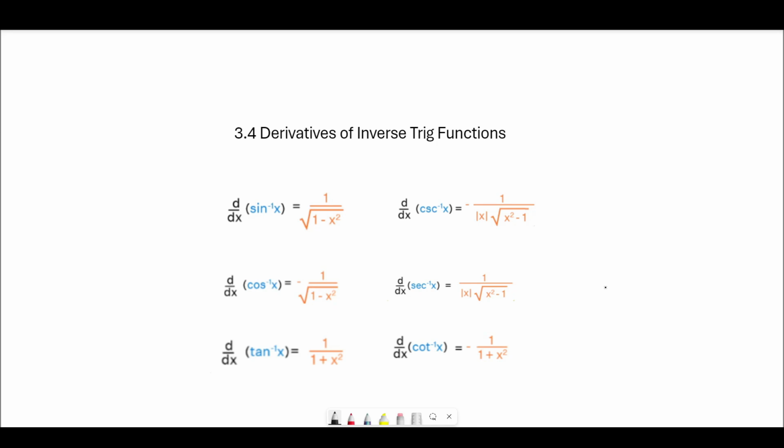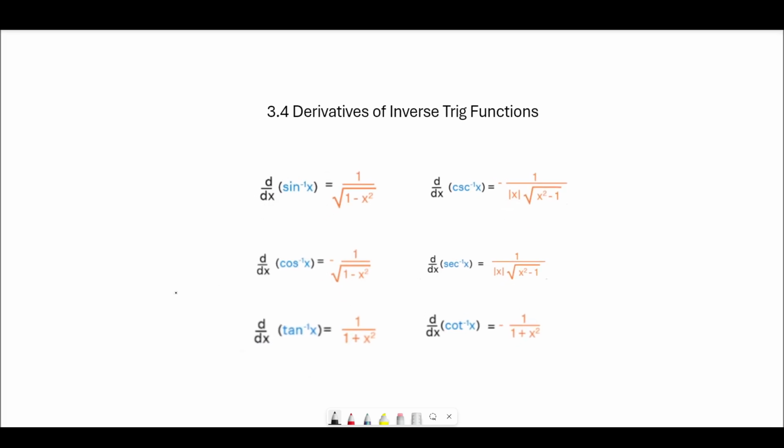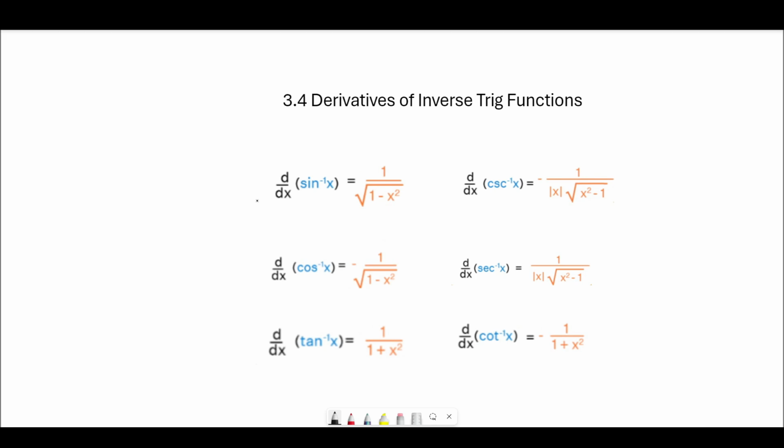So 3.4 is just the derivatives of inverse trig functions, and these are the rules that we're going to have to remember, I'm pretty sure. So if you want, you can take a picture or do whatever. First up, the derivative of the inverse of sine is just 1 over square root of 1 minus x squared. That's the same thing with cosine, but instead it's going to be negative. And then inverse of tan, the derivative of that is just 1 over 1 plus x squared.